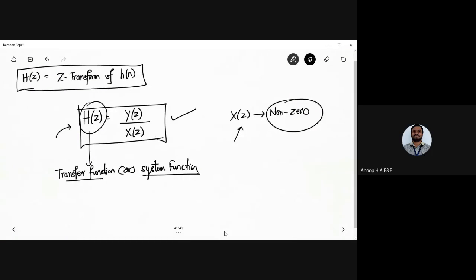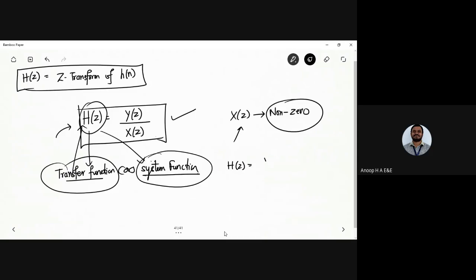So h of z is y of z divided by x of z. The transfer function is nothing but h of z here. This is the system function or the transfer function, h of z equals y of z divided by x of z, and it is always valid when x of z is a non-zero function.